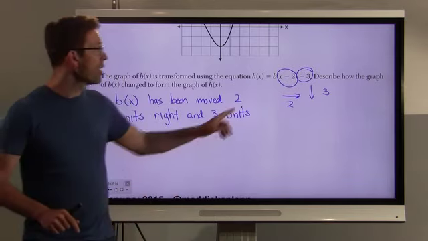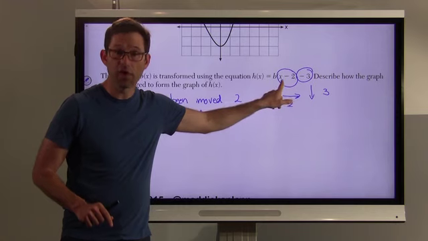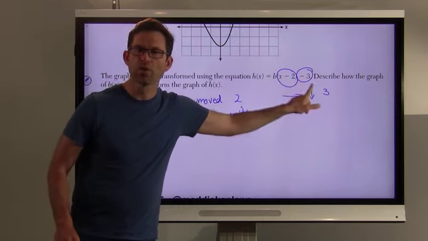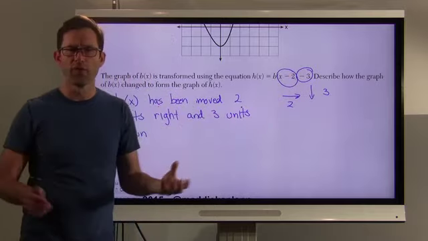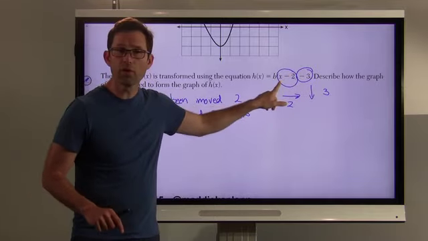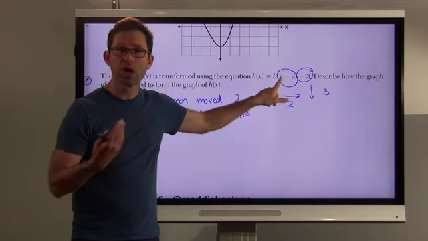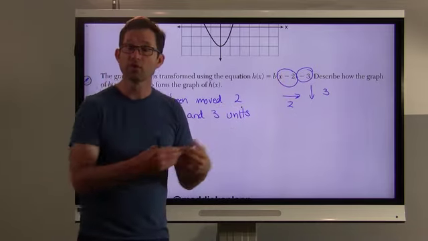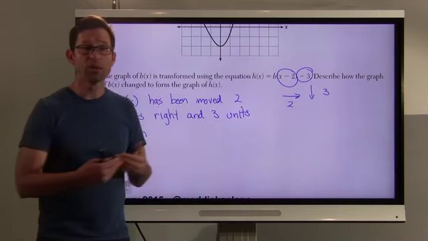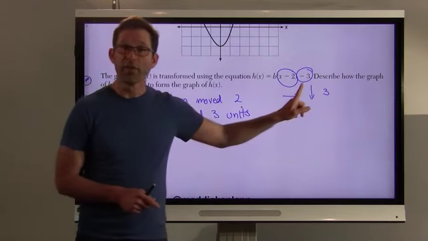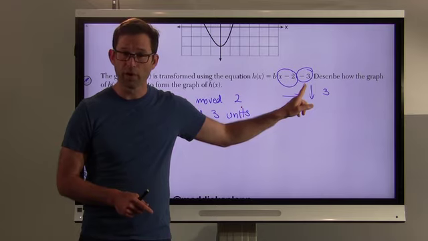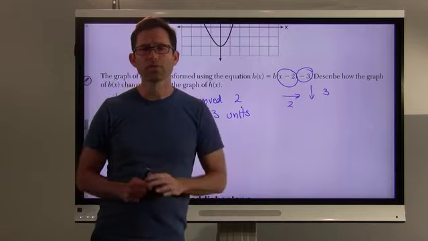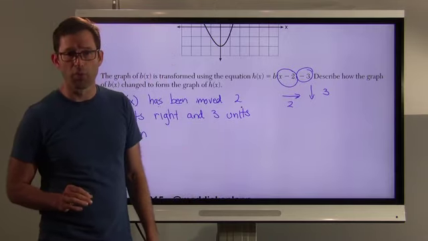It's all about whether it's happening to the input variable x before anything else, or it's happening at the end of the function, to the overall function. If it's happening to the variable itself, then it's a horizontal shift, right or left, and it works counterintuitively. Subtraction means you're moving to the right, addition means you're moving to the left. On the other hand, if it's happening to the overall function, then it's moving up and down. We're going to look more at this when we get into the vertex form of a parabola.